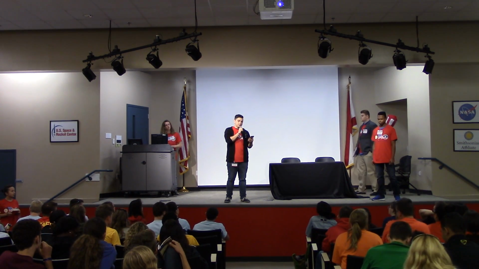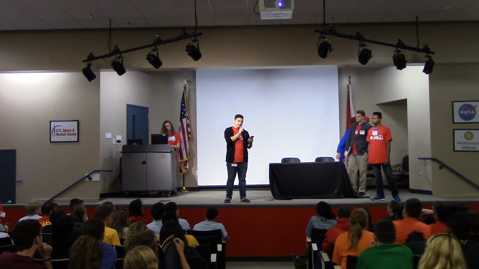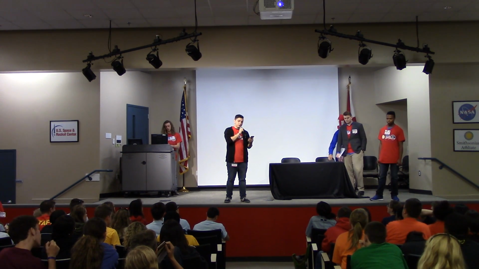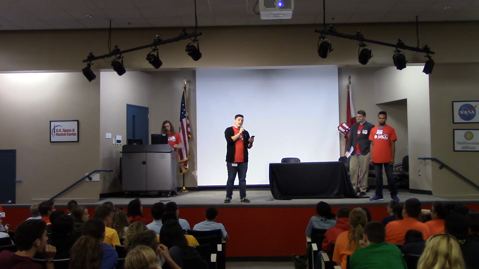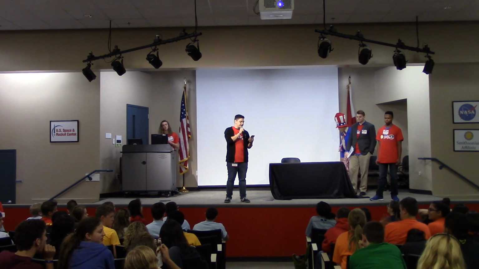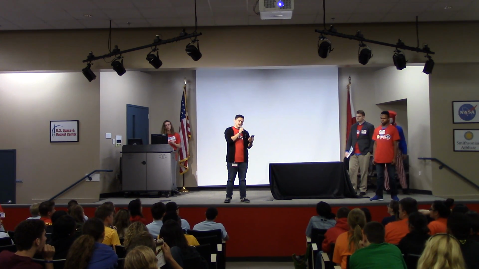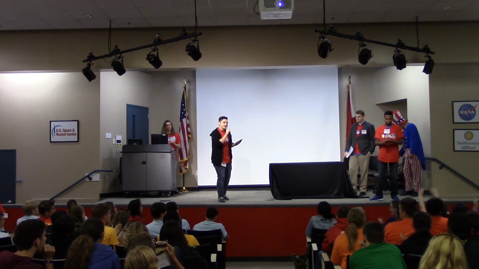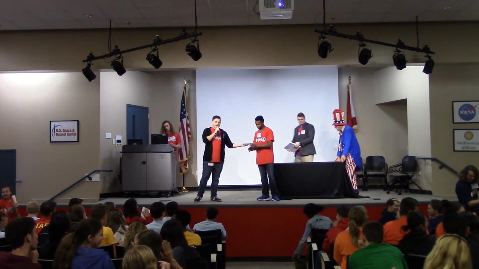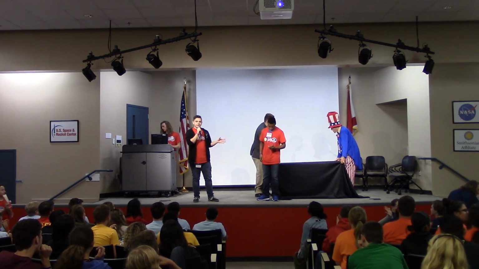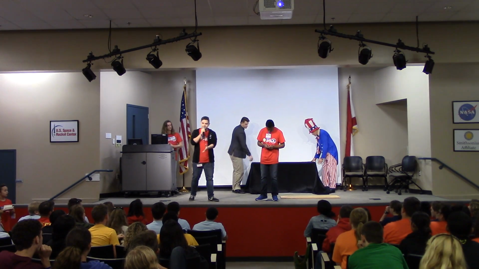Team one, 20 points. Team two, 10 points. Team three, 10 points. Team four, 18 points. Team five, 10 points. Team six, 10 points. Let's give it up for team one. And as a division, they have the most points. So overall, Division A wins.